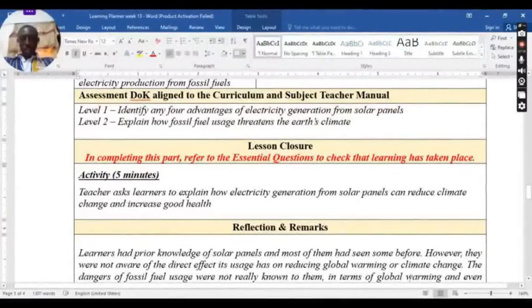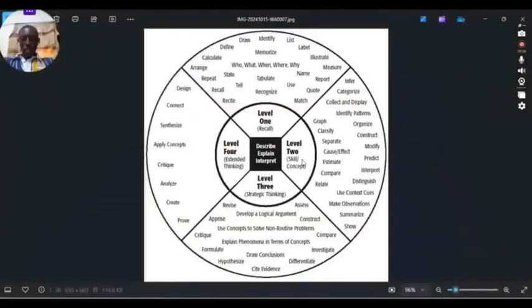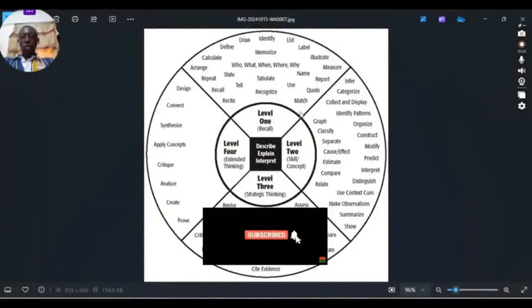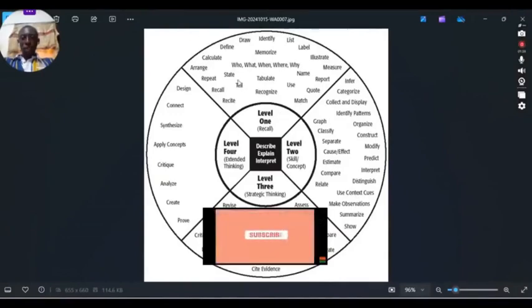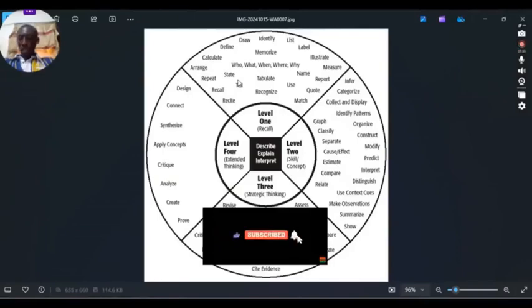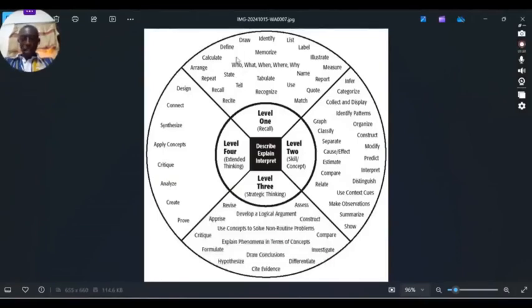Let me show up the DOK levels. Now these are the DOK levels. Level 1 talks about recall, or the ability of the learner to recall, remember. So words we use at level 1 to show that the learner can remember what has been taught are the words in this upper column.